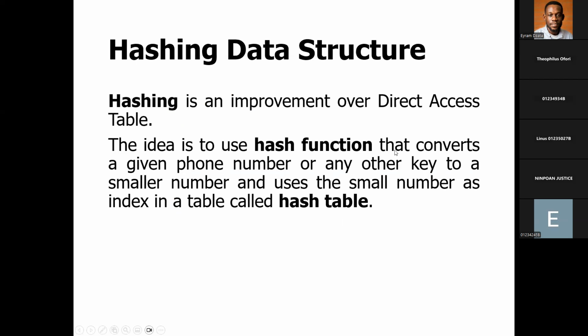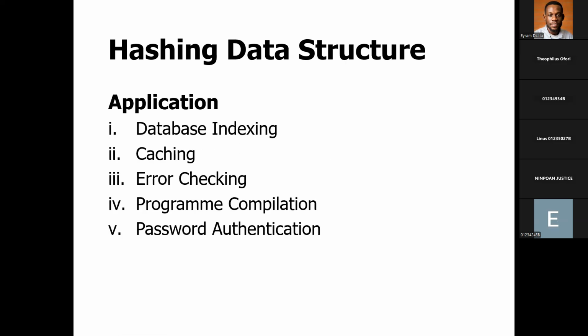It says that the hash function converts the given number or any key to a smaller number and then uses the smaller number as the index. So like we saw with the hash value. So hashing is applied when indexing databases. It's also applied in caching, in error checking, and in program compilation when you're compiling the program, and can also be implemented in password authentication.